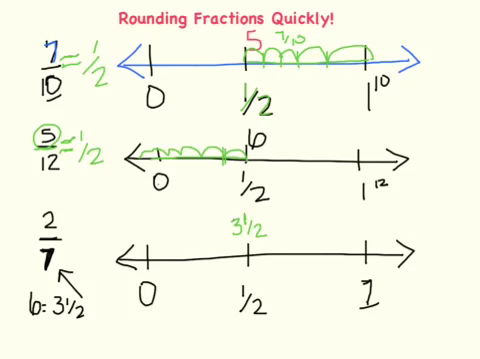Our numerator is 2. So 2 is between 1/2 and 0. So we would label 2 here. 2/7 is 3 and a half away from 1/2, and 2 spaces away from 0. So 2/7 is going to be approximately 0.